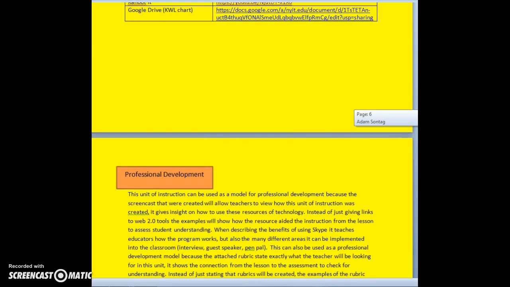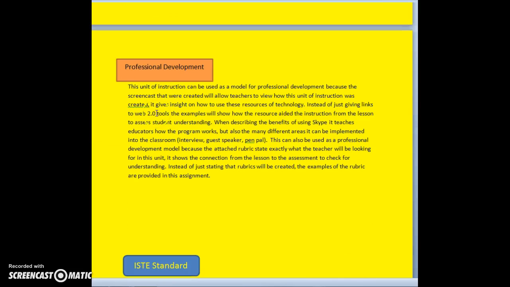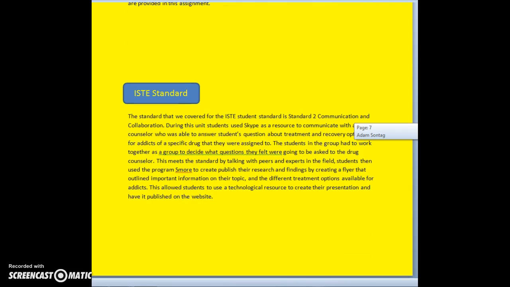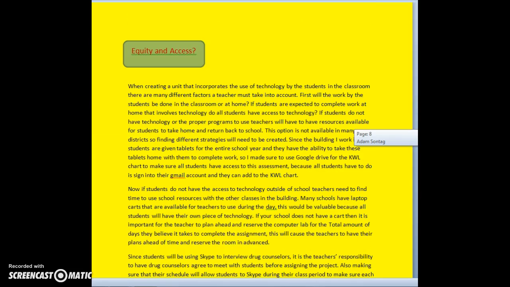As we go on throughout this, we talk about professional development. How is this a professional development? So teachers and educators are going to learn why we use certain tools, not just what the tool is, but how it's being implemented. So the example of Kahoot!, the example of Wordle, and show exactly how these tools are used. Meeting the ISTE standards and the importance of using S'more and how this meets the standards.